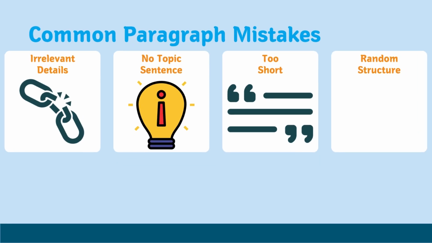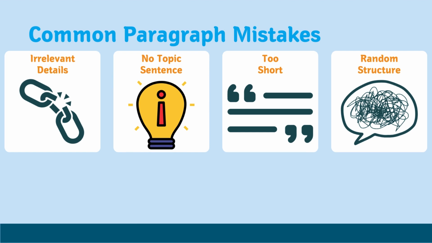Lots of people write paragraphs that are too short. Now, although there's nothing particularly wrong with short writing, it often doesn't leave you enough space to include enough supporting details to fully back up your topic sentence. So you need to make sure that you're including at least 3 to 4 supporting details to support your topic sentence. And if you don't have that, then maybe your paragraph is too short.